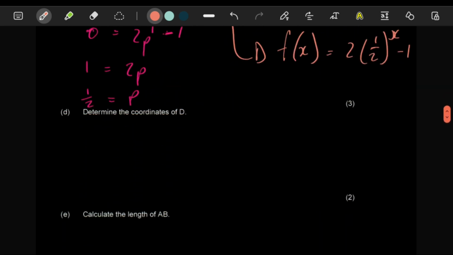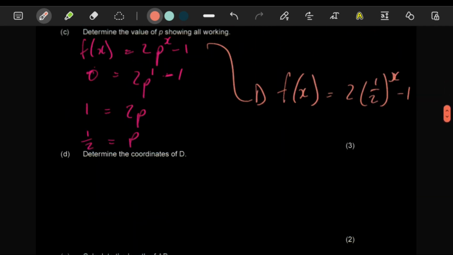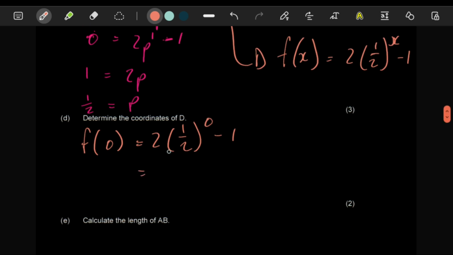So what are you going to do? X is 0 there. So it's going to be y equals 2 times a half to the power of 0, minus 1. Anything to the power of 0 is 1. So this is 2 times 1, which is 2. And then minus 1, that's just 1. So this is a coordinate. Therefore, D: the x value is 0, the y value is 1.